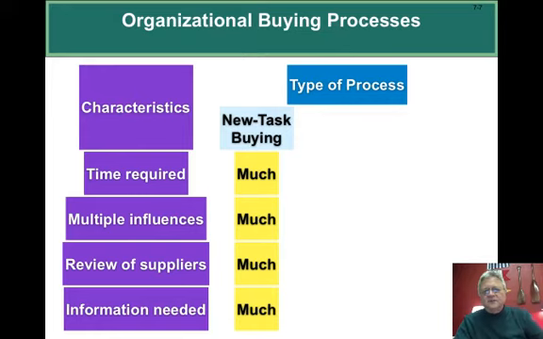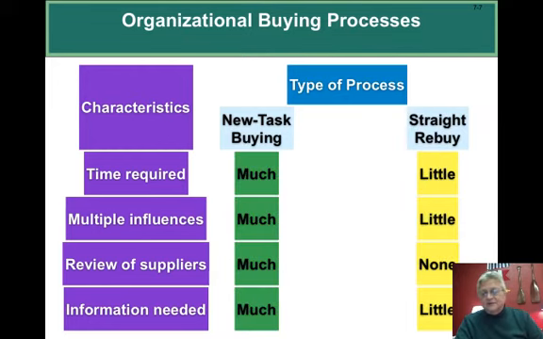One type of purchasing is called new task buying, and that's often a case where something new, previously unpurchased, is needed, and that's often the case for major purchases that are purchased infrequently. Those types of new task buying problems require a lot of time. There are a lot of multiple influences involved in the buying center. Sometimes there's an extended review of suppliers, and it takes a lot of information.